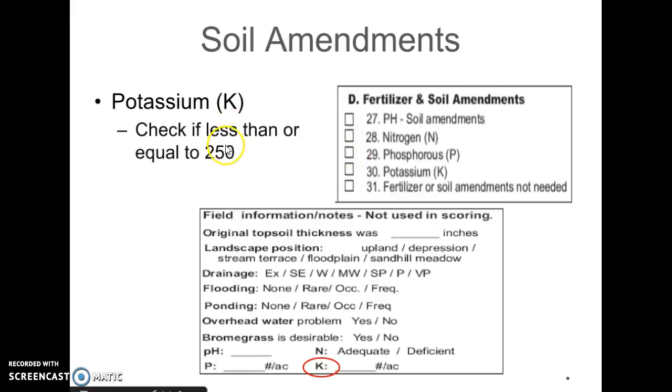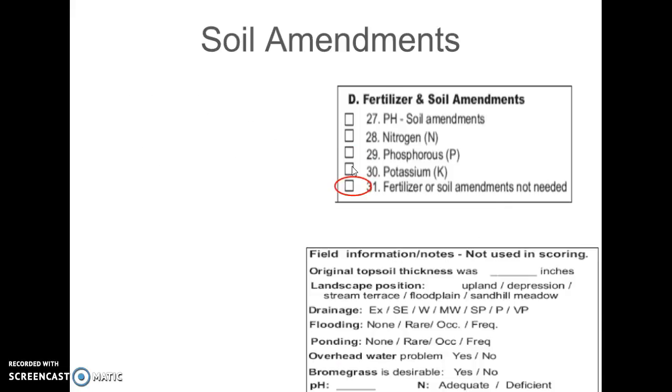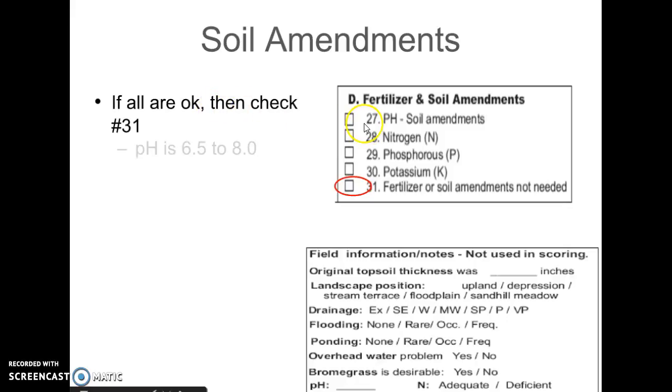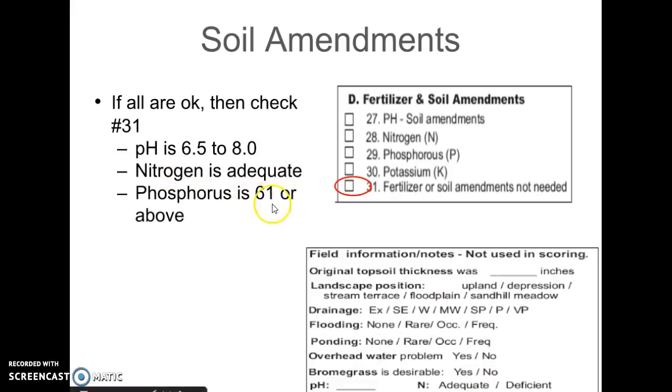Potassium is the same as phosphorus in that if it is a certain number, then you will check it if it is that number or less. That number with potassium is 250. So you will check number 30 if it is 250 or less. If all of them are okay, so pH is between 6.5 and 8, if nitrogen is considered adequate, and phosphorus is 61 or above, or potassium is 251 or above, then you will check number 31. All of this information is given to you in the field information notes.